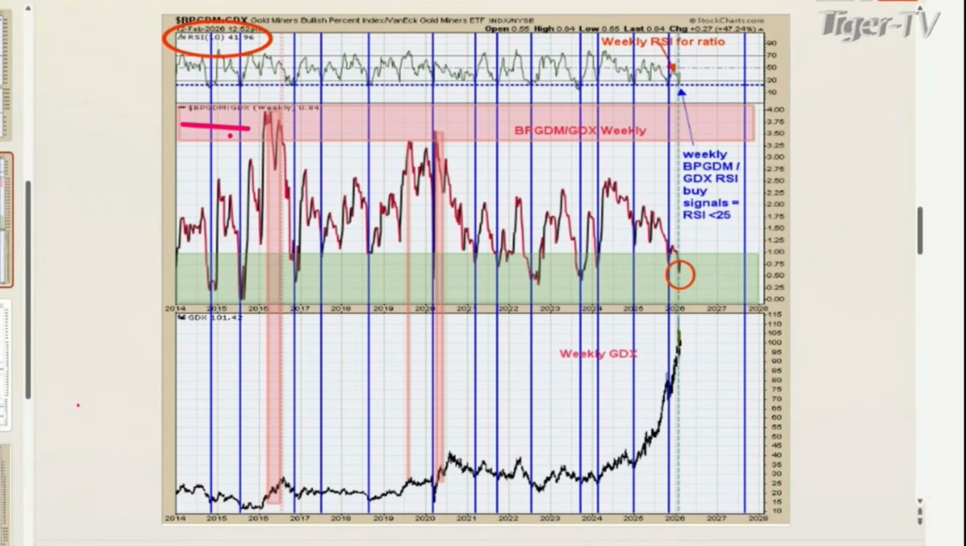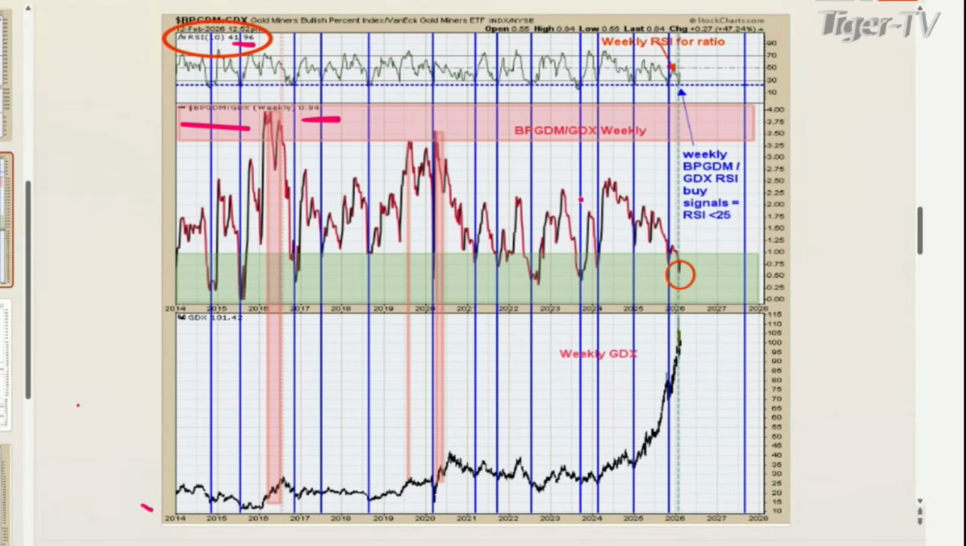All right, this is the bullish percent index for the gold miners index, GDX. This chart goes back to 2014, and anything below 1.0, which we actually are right now, we're 0.84 to be exact. But I put an RSI with this indicator, and when it gets down below 25, last week we hit 23. It's gone up since then. Right now we're around 42, but it gave a buy signal last week.